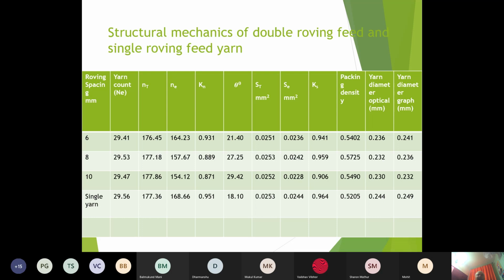So what does that mean? It means that when I am explaining the structural characteristics of the yarn, we have to consider other influencing parameters also. Otherwise, if I simply try to explain the structure on the basis of packing density, then from the packing density point of view you are in a good position to explain this table, that this double roving feed yarn has higher packing density, and that's why the strength of the yarn is more in comparison to single roving feed.